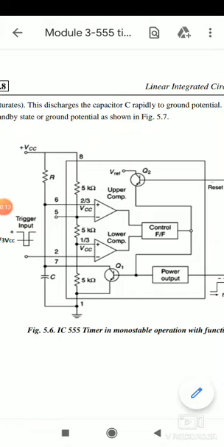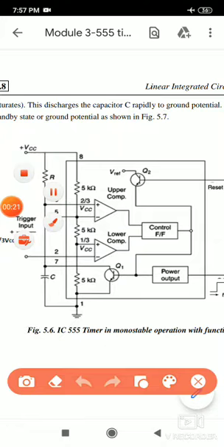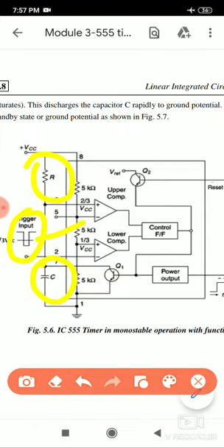Now the second application of 555 timer IC is monostable mode operation. In monostable mode operation we use one external resistor and one capacitor. Another difference is that the trigger pulses are applied to the lower comparator inverting terminal. That is the main difference between astable mode and monostable mode.